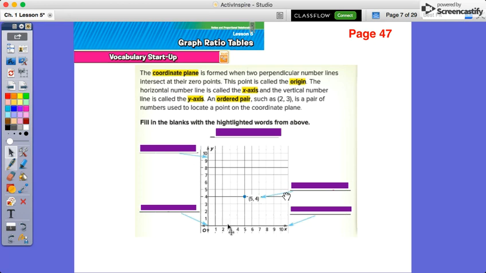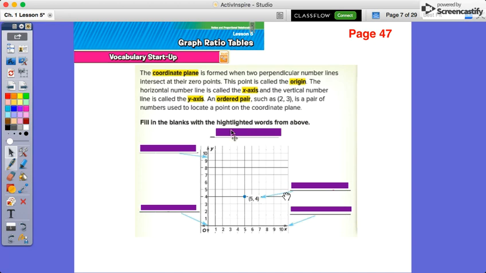So the lesson is going to revolve around this right here, which is called a coordinate plane. This is formed when two perpendicular number lines intersect at their 0 points. This point is called the origin. The horizontal number line is called the x-axis, and the vertical number line is called the y-axis. An ordered pair, such as (2, 3), is a pair of numbers used to locate a point on the coordinate plane. So what I want you to try to do right now is fill out the blanks with the appropriate vocab words. So pause here, and then resume the video when you think you have it.